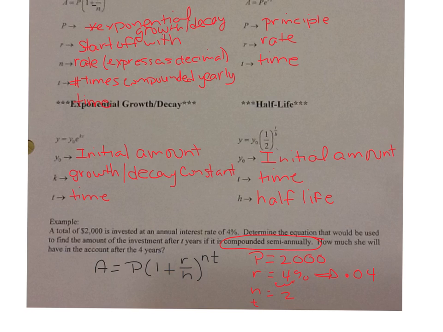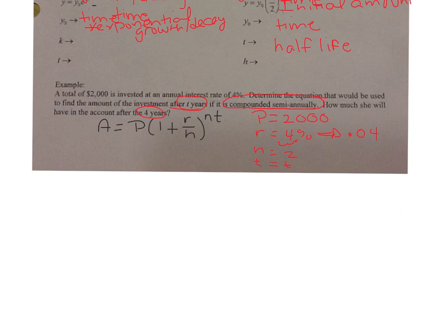All right, so first it says determine the equation that would be used to find the investment after T years. So right now T is just T. We want to come up with an equation that we could use all the time. All right, and then we're going to make T equal to 4. So let's just start with the first part. Okay, so the first part is just to come up with the equation for T years. All right, so I have A is equal to, P is 2,000 times 1 plus the rate, which is 0.04, over N, which is 2, raised to the 2T power.